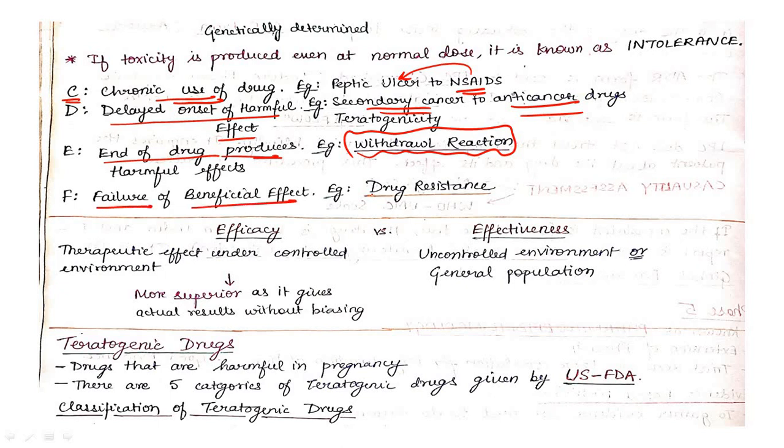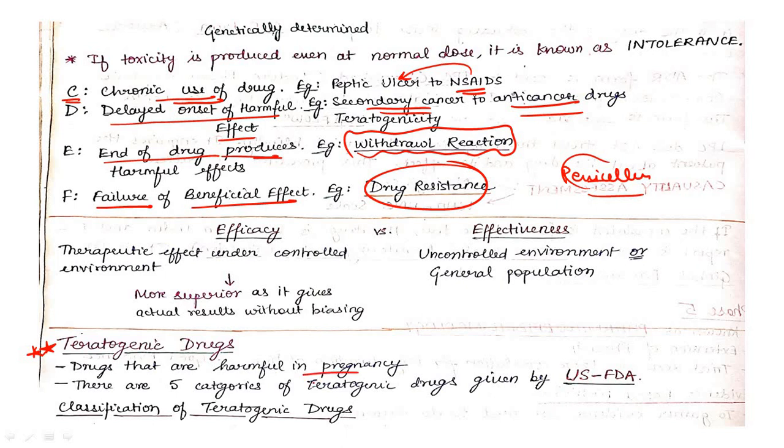F means failure of beneficial effect in cases of drug resistance. Suppose bacteria is resistant to penicillin, then the drug is not going to benefit you. So that is F. So A, B, C, D, E, F. Clear?